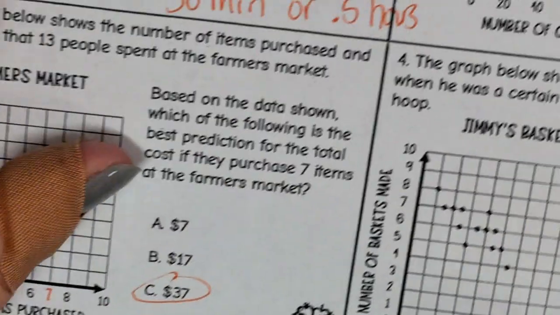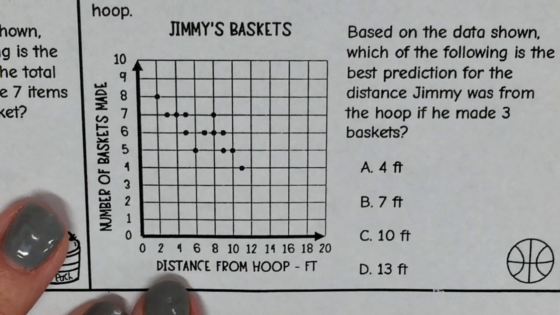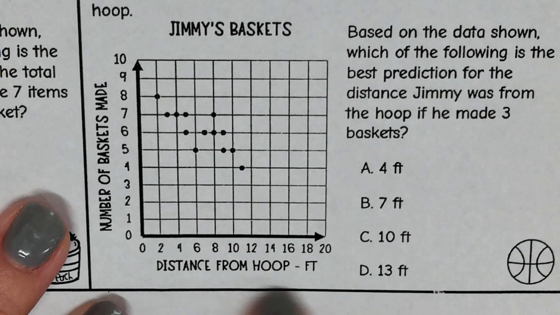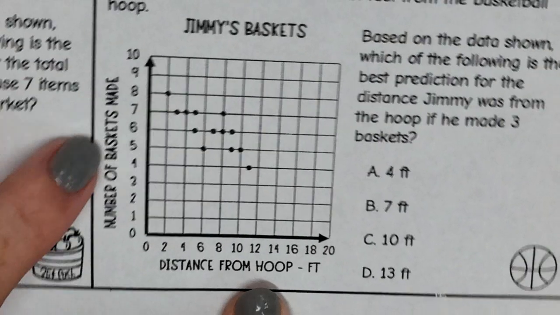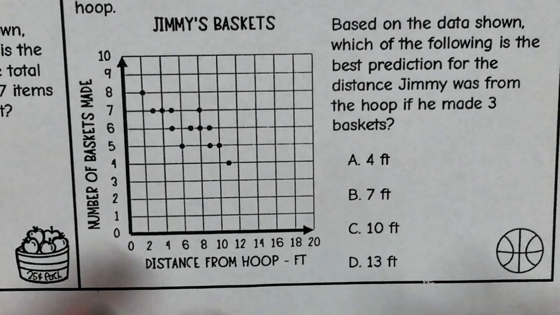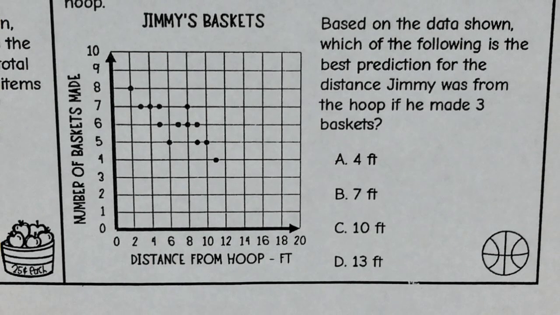All right, let's do one more example, and then you'll be on your own. All right, what's on the x-axis? Distance from the hoop. So we're talking about basketball. What's on the y-axis? Number of baskets made. All right, it says based on the data shown, which of the following is the best prediction for the distance Jimmy was from the hoop if he made 3 baskets? So you're going to have to figure out, are you going to the x-axis or y-axis? I want to see everybody doing it.